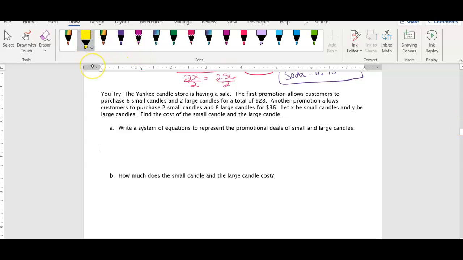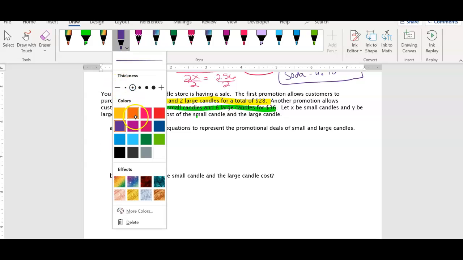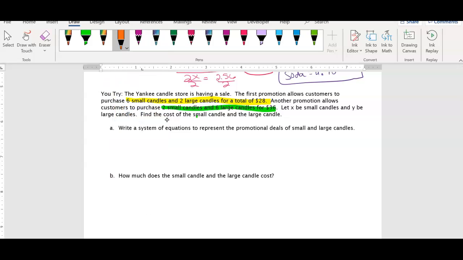So I'm going to highlight my 2 problems that I'm going to create equations with. We have 6 small, 2 large for a total of 28. And then we have 2 small, 6 large for 36. We want to make sure that we label the right letters with the right thing. So we decided that the small candles are X. So 6X up top here, and then 2 small on the second one, so it's 2X down there. And then the large candles are going to be the Y value. So I'll put a Y by that, and then a Y by the 6 in green. So now I can create my equations.